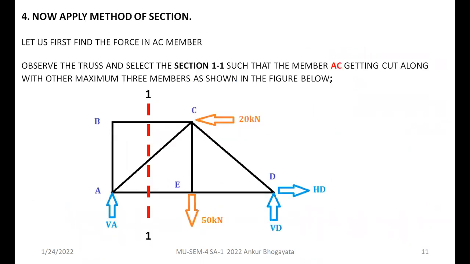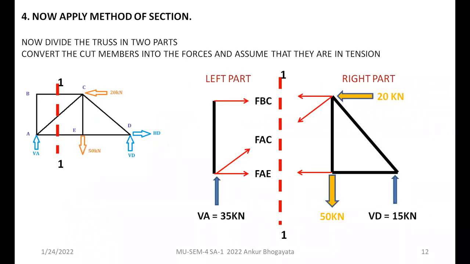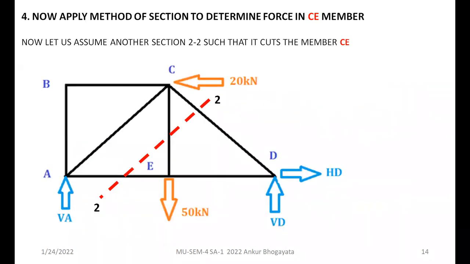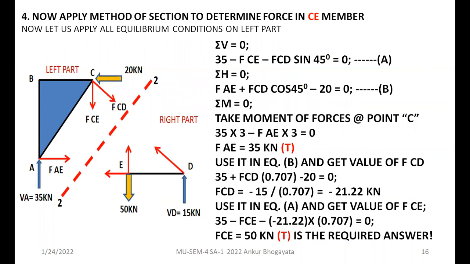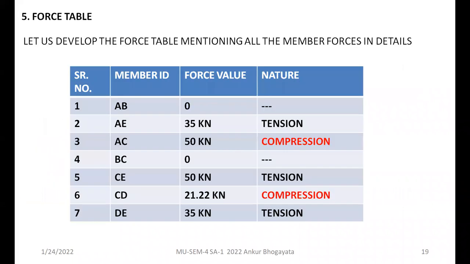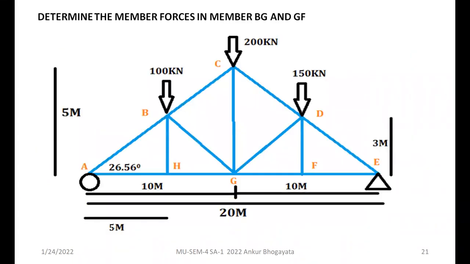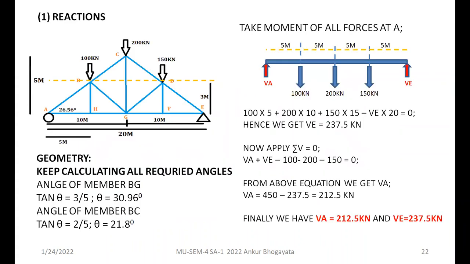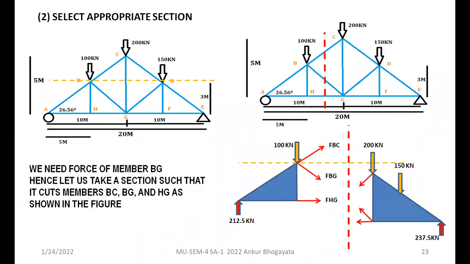So here we started with this example, which we earlier calculated with the method of joints, and you confirmed that the answers don't change even if you use the method of joints or sections. So these were the final answers, and we started with another, more detailed calculation on the member forces. For this problem, we started with the calculation of the reactions. We went for the selection of the members. If you recall, we are required to calculate member forces in members BG and GF.